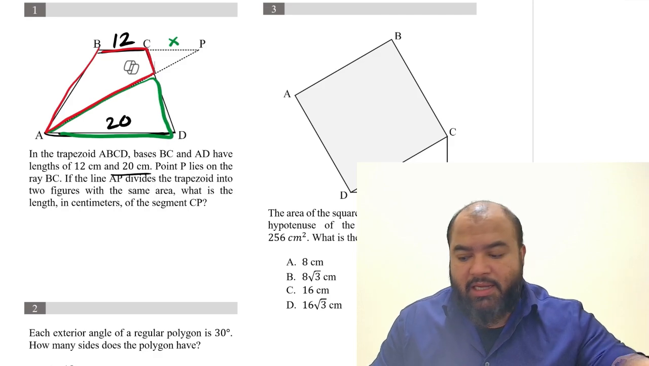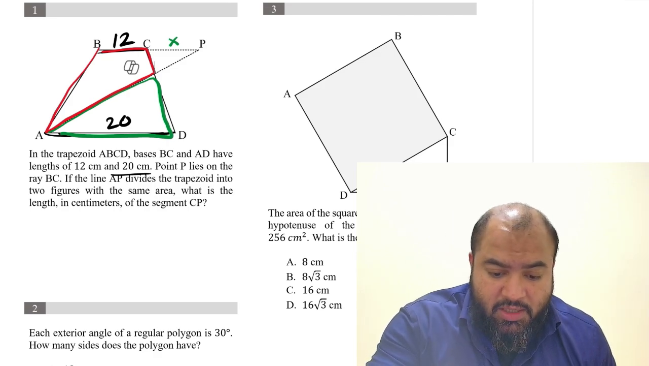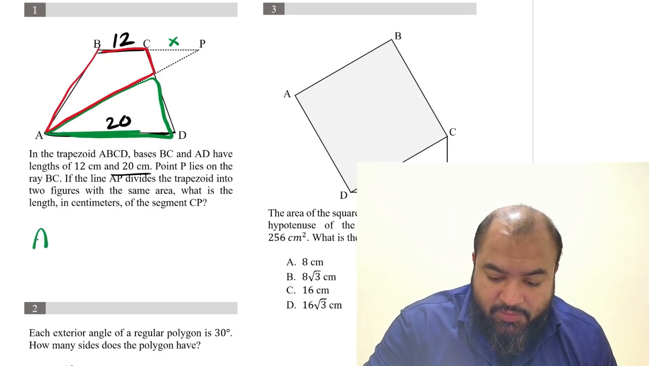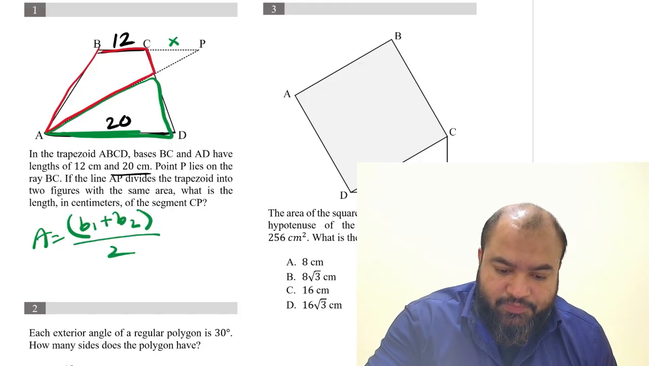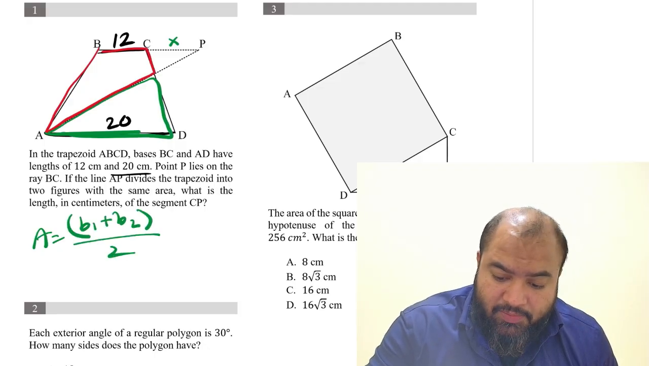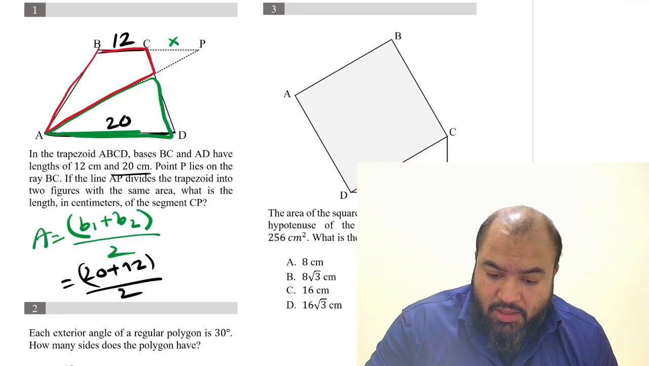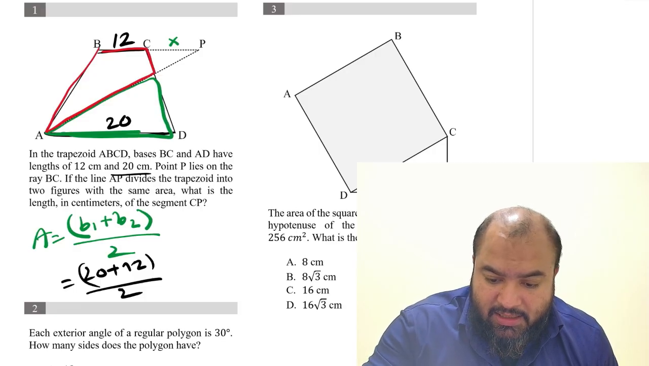Okay, let's find the area of the trapezoid first. I know the area of the trapezoid formula is base 1 plus base 2 times height divided by 2. Now we have base 1, 20 plus 12, but the height we don't know. Okay, height, let's say this is the height.